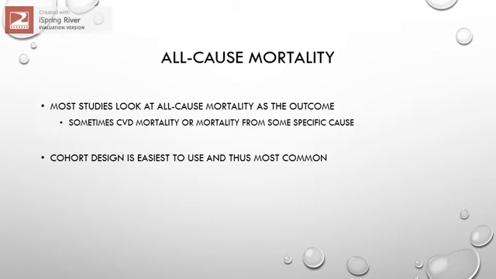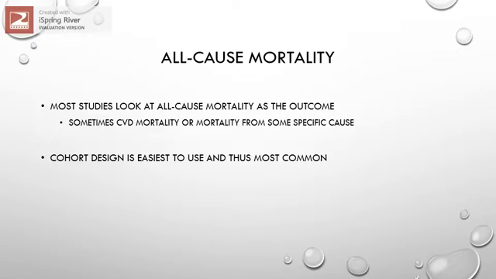So most of the research looking at mortality, which of course is death, looks at all-cause mortality as the outcome of interest. This is just like it sounds, mortality that comes from any cause. So that could be anything. That could be a variety of diseases. That could be cardiovascular disease, cancer, stroke, etc. Or it could be accidents. It could be suicide, all kinds of causes. Sometimes they also look at cardiovascular disease mortality or mortality from some specific cause. But by and large, all-cause mortality is the outcome of interest.